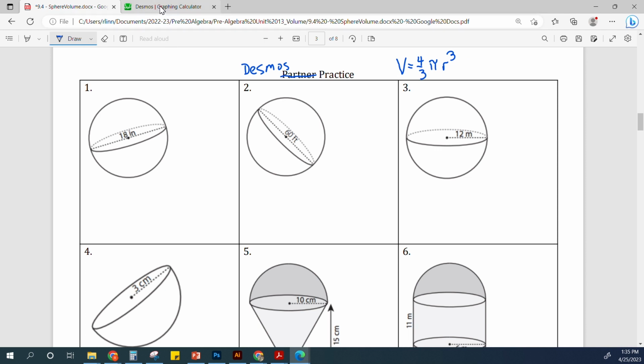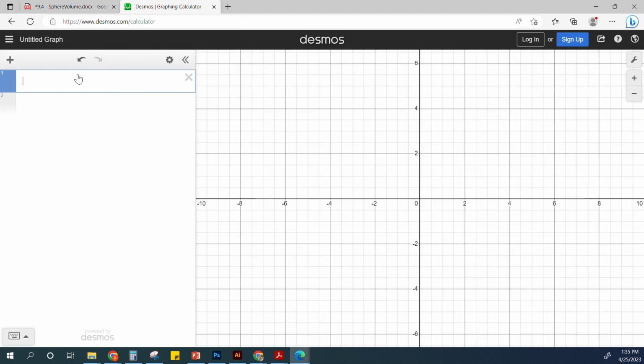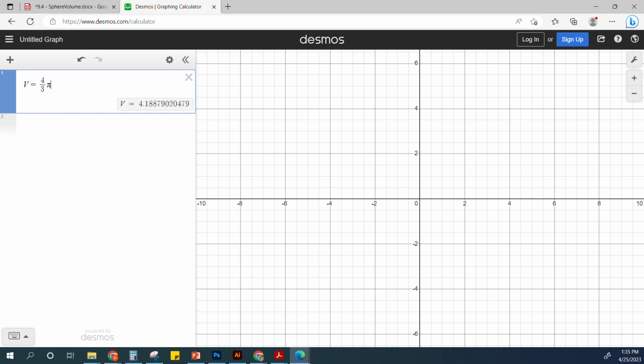If you don't have that open yet, go ahead and pause this video while you open it up, and then continue it so we can start here. So we've got our Desmos graphing calculator. We're going to type V equals 4/3, and then to add pi, we just type pi, and that'll automatically put the pi symbol for us. So 4/3 pi times our radius raised to the third power.